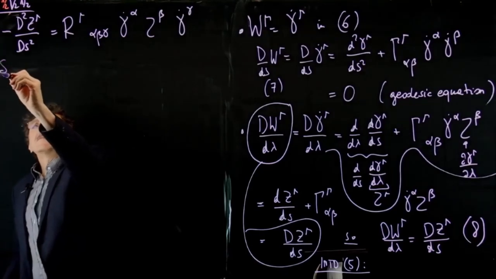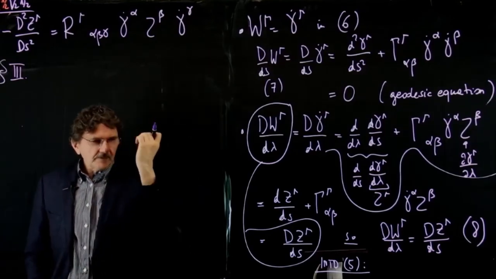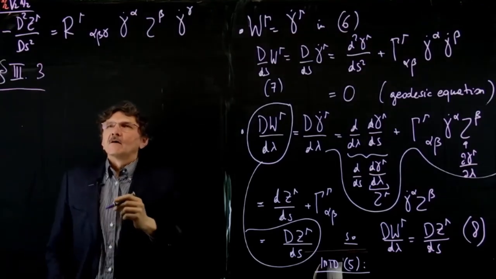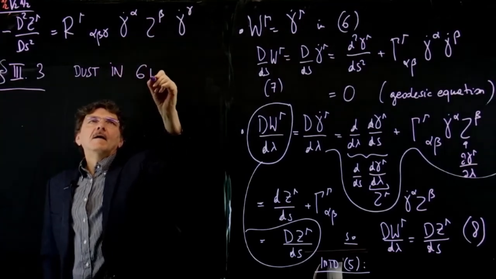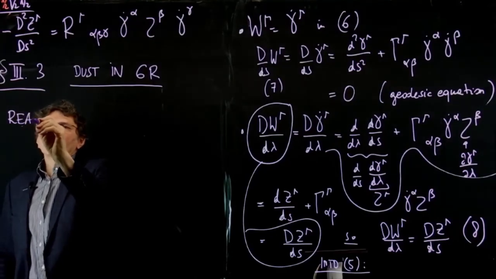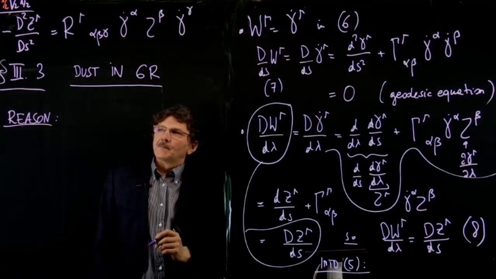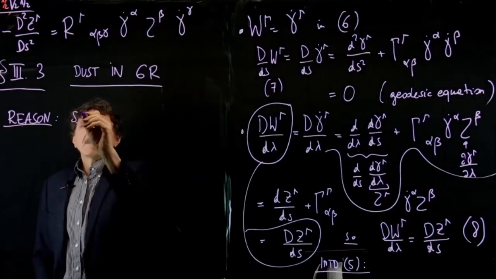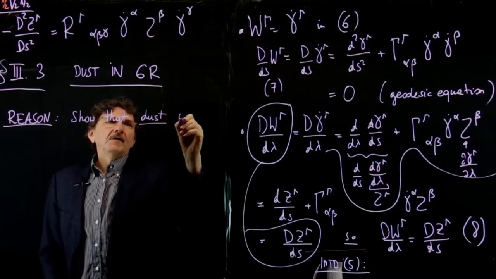And before we do this, I'm going to take a little trip, and that's probably section 3.3, is it? Yeah, I think it is. Thank you very much. Good. And so, dust in GR. And the reason why I'm doing this is to show you that this geodesic equation is actually encoded in the energy momentum tensor for dust in general relativity. I show that dust in GR follows geodesics.